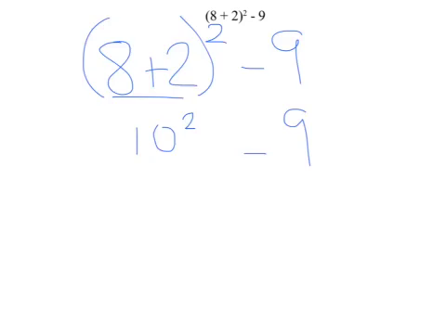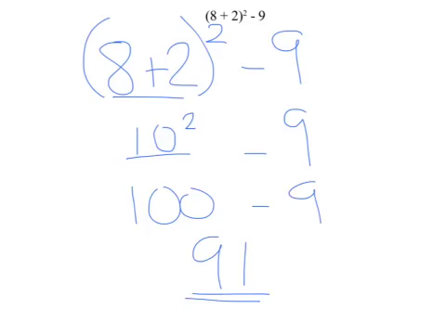Right, so we've done brackets. Now we have to do indice. There's an indice in this question, the squared. Okay, I'm going to have to do this next. So we've got 10 squared, does not mean 10 times 2, it means 10 times 10. So that's 100. Okay, sorry, I should have underlined that, that's the bit I'm doing first. Take away 9, 100 take away 9, 91, final answer.